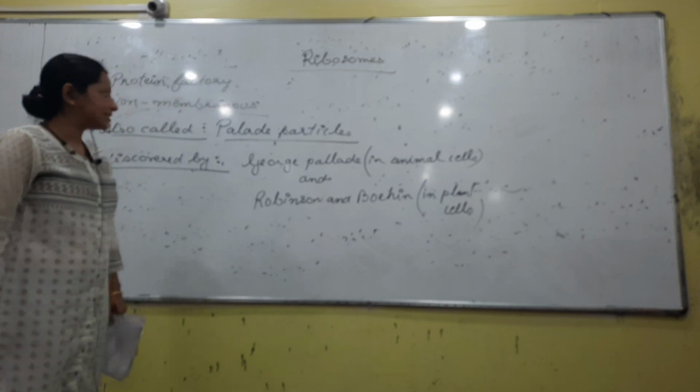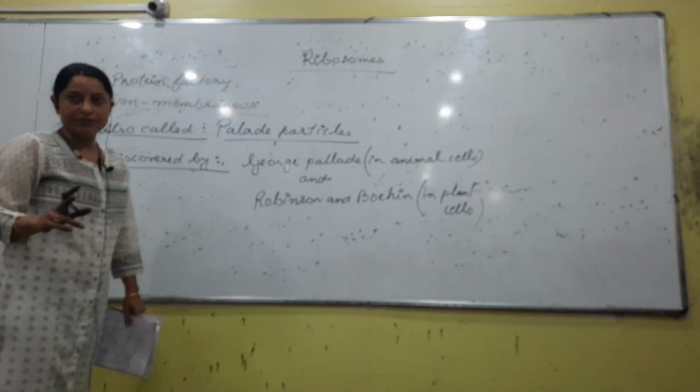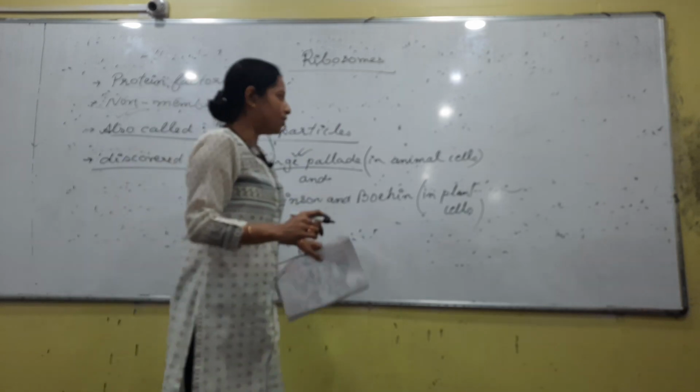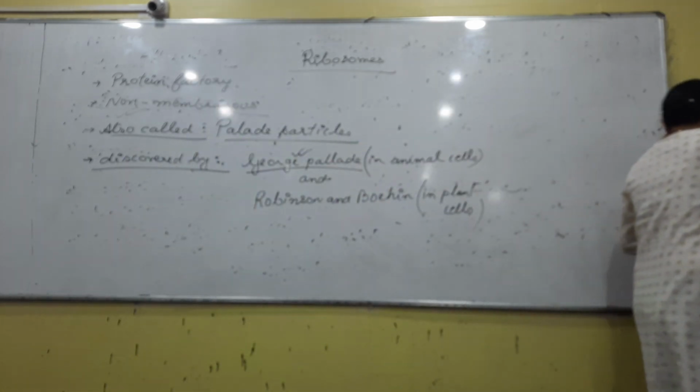As far as who discovered ribosomes, two scientists' names were given, right? But the question is asked about only this one, because generally Robinson and Bowen are not asked in the question.